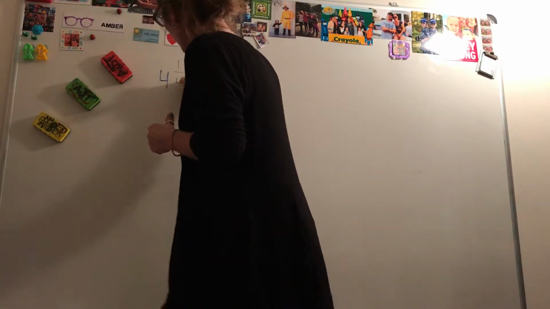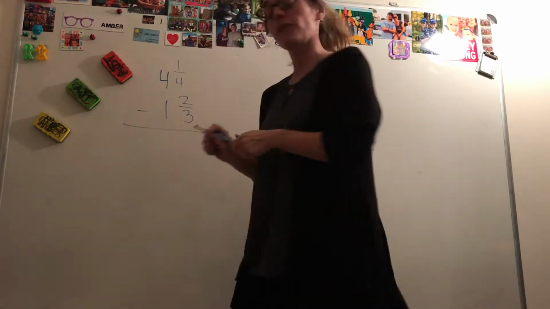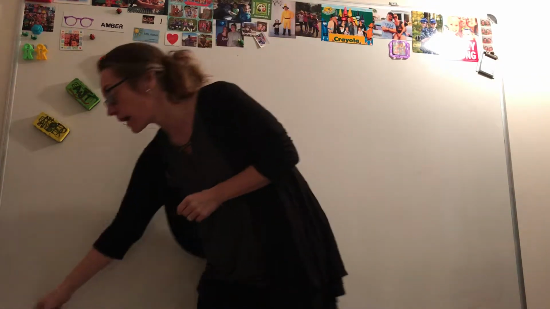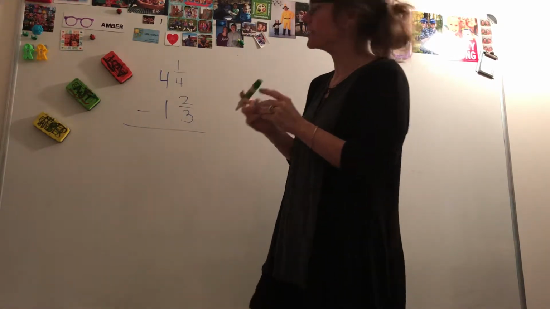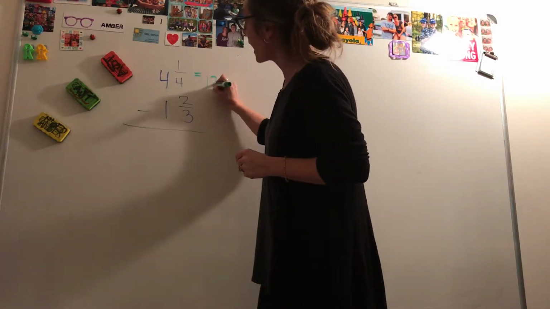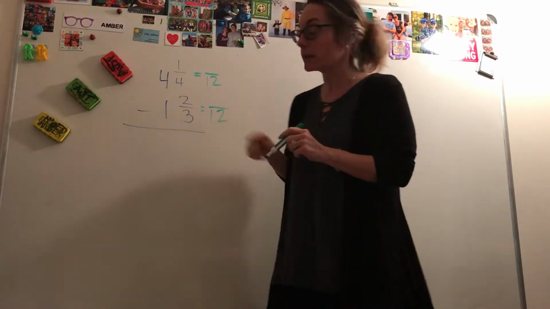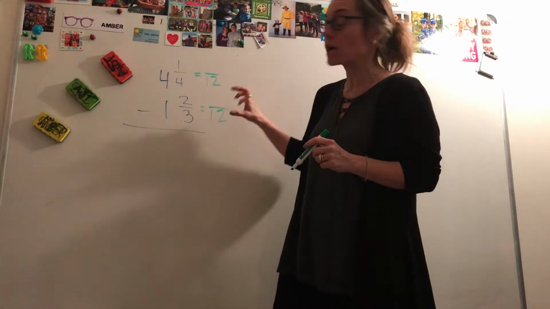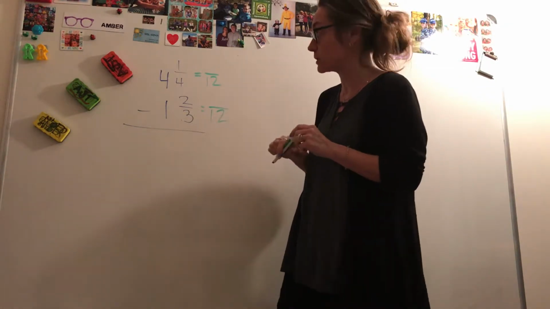Let's say we were subtracting 4 1/4 minus 1 2/3. Okay, the first step I think that you know, you need to find your LCD or least common denominator. In this case, my LCD is going to be 12. I am going to create two new fractions that are equivalent to the fractions that I'm starting with, but I need to use the same denominator, which in this case is 12.